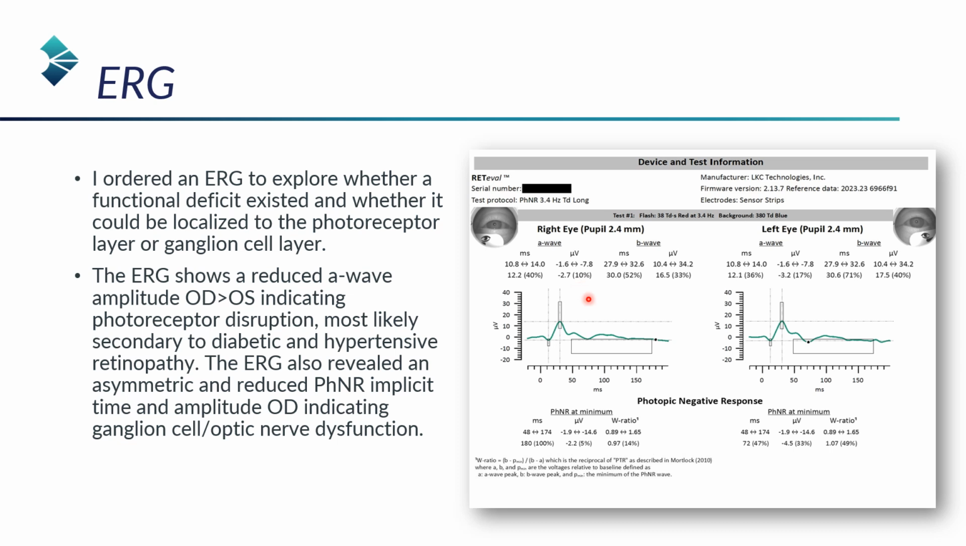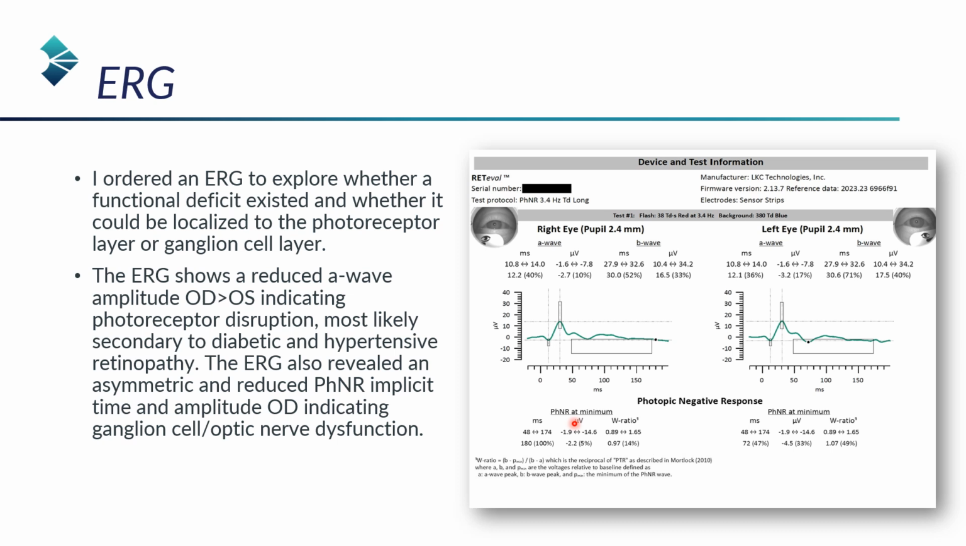So the A wave amplitude here is reduced to 10%, very weak, and the left eye A wave is reduced to 17%. That's also weak. This is most likely due to photoreceptor disruption, probably due to a combination of reduced perfusion from both diabetic retinopathy and hypertensive retinopathy. So the B wave is relatively unaffected, but now we move to our PHNR.